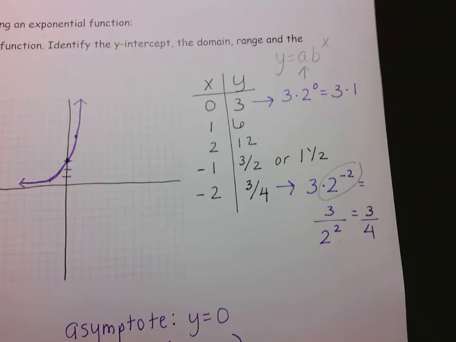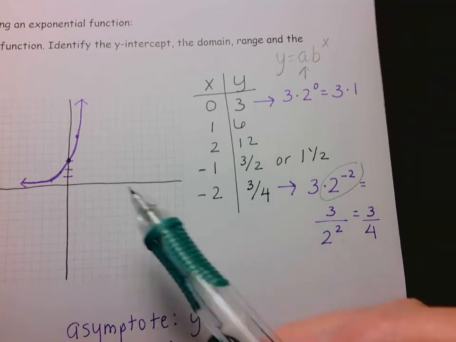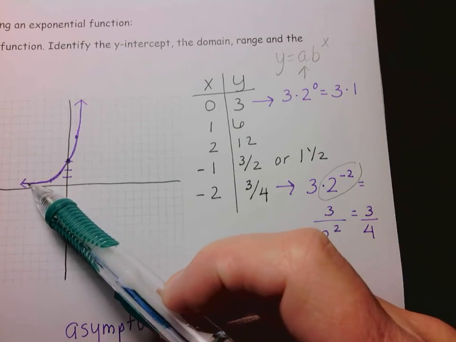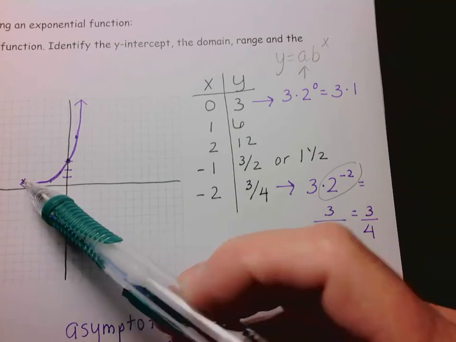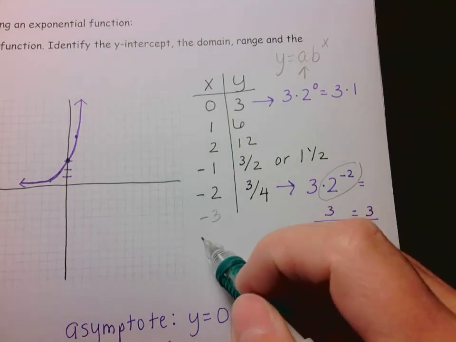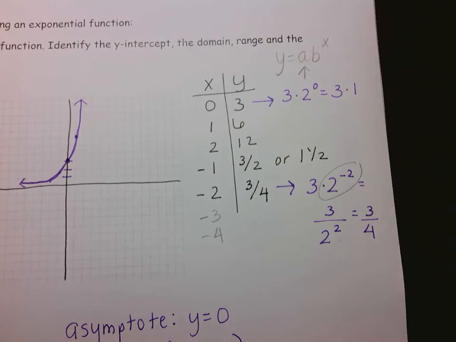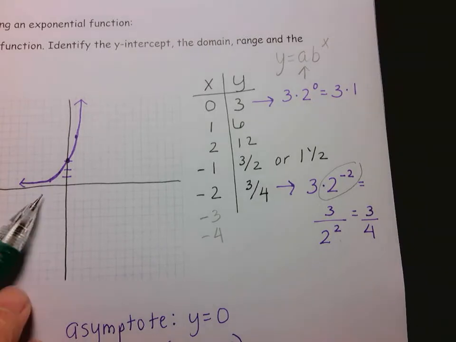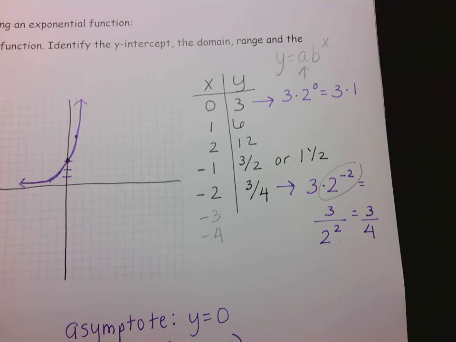So then I went ahead and I graphed those points, and I can see my asymptote is at y equals 0 because the line is approaching y equals 0, but it will never reach y equals 0. And you can keep creating negative values for x, and you can keep solving for y, and you will see this line will keep getting closer and closer to 0, but it will never cross over. The fractions will just keep getting smaller and smaller.